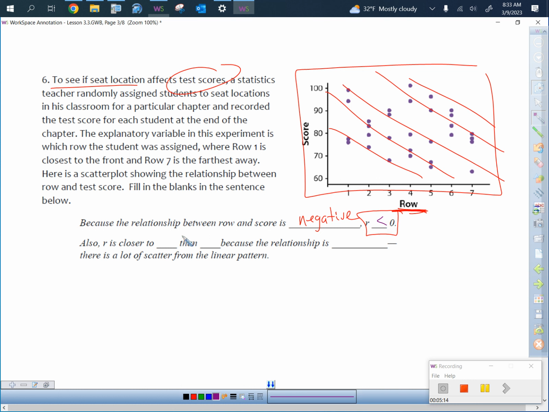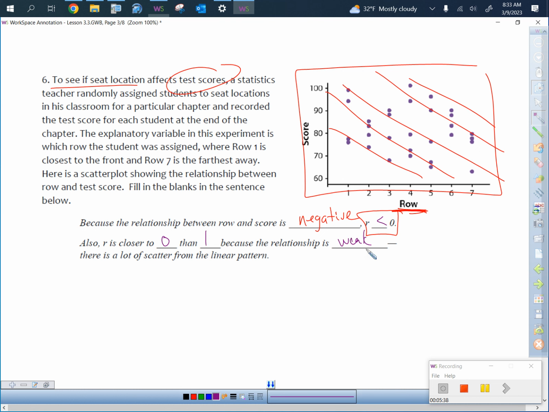Like between 0 and 1, one of these blanks has to be filled in with a 0, and one of them has to be filled in with a 1. So which one is this guy closer to? Closer to 0 or closer to 1, this relationship right here? This one is closer to 0 than 1 because the relationship is weak.